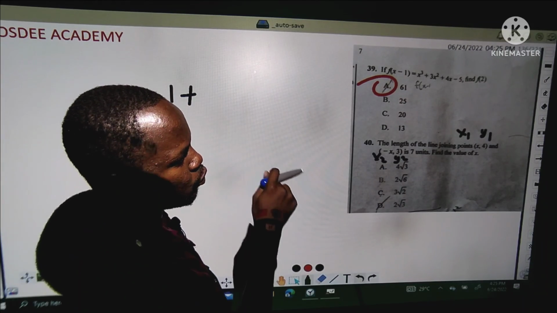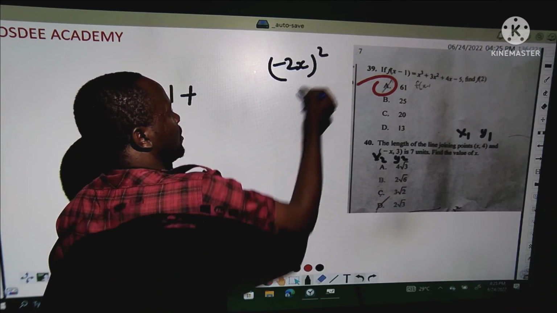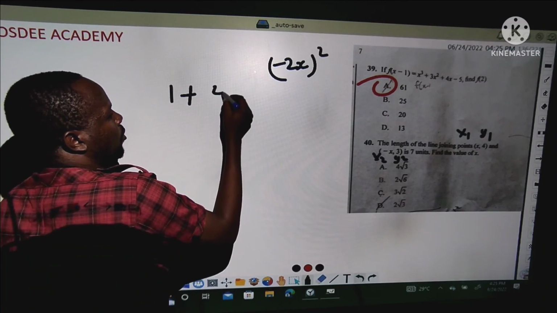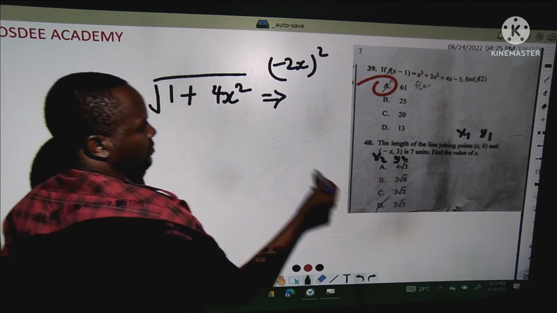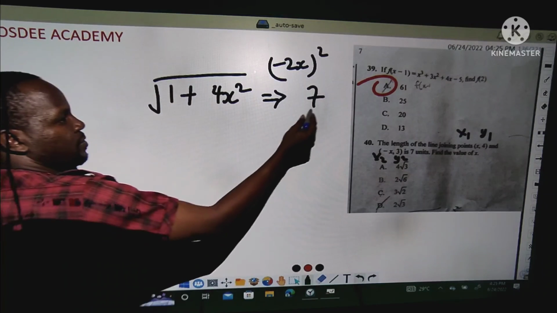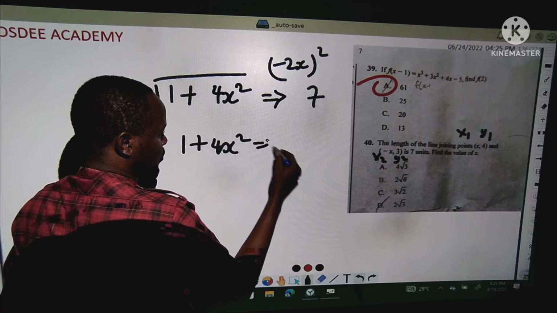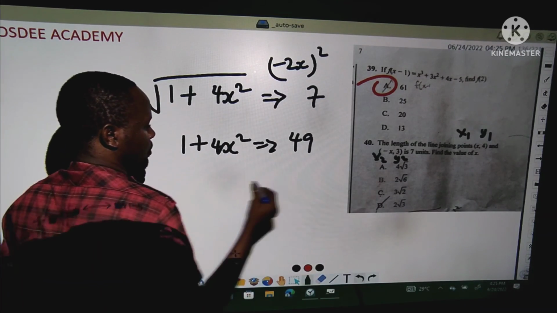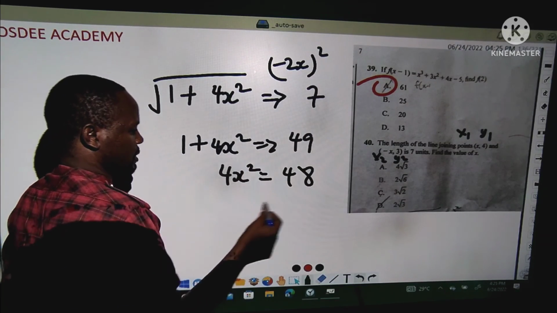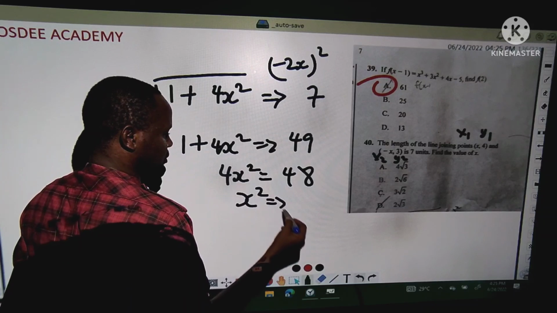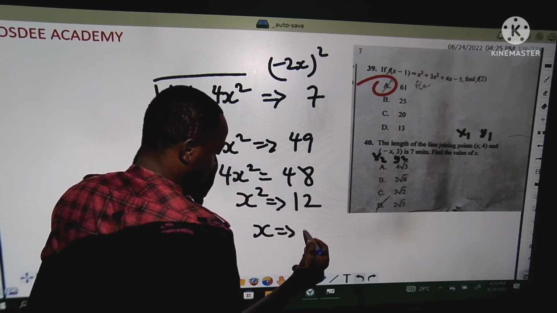When you square minus 2x, for those who don't know, it's going to give you plus 4x squared, in square root, is equals to the distance between the 2 points, which is going to be 7. To remove this, you square both sides. 1 plus 4x squared is equals to 49. 4x squared is equals to 48. As this moves to that side, x squared is equals to 48 over 4, which is 12. So x is square root of 12, which is 2 root 3.